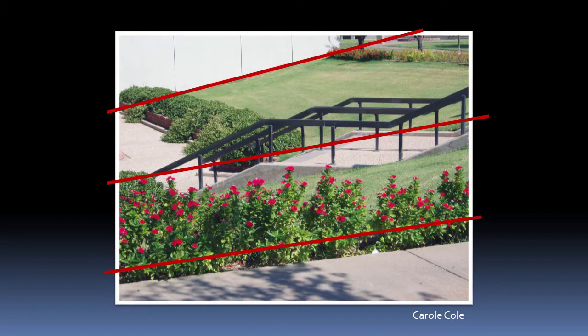There are leading lines here also. The edge of the sidewalk, the stairway, the railings, the slope of the grass, the vertical striations on the back wall.